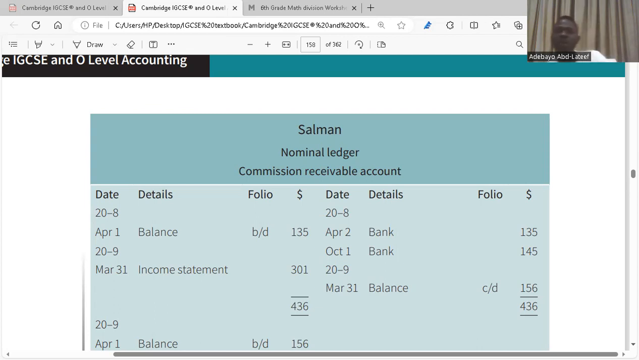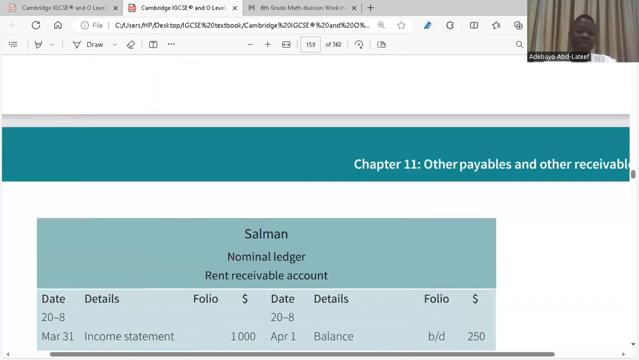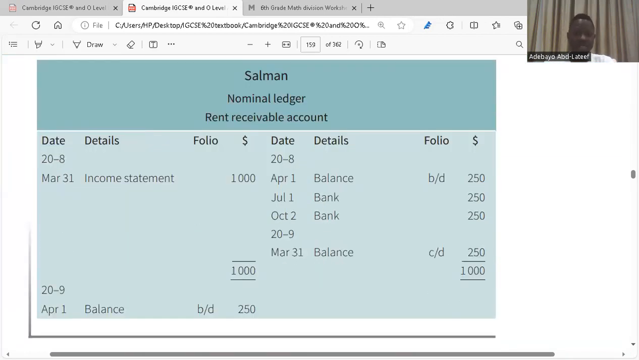So your income statement calculates 135 and 145. But you have to add the amount of money you received, which is part of your commission receivable. Together, it becomes 436. So the difference between this and the total is 156. That is yet to be paid. Yes. So 156 goes to your income statement.